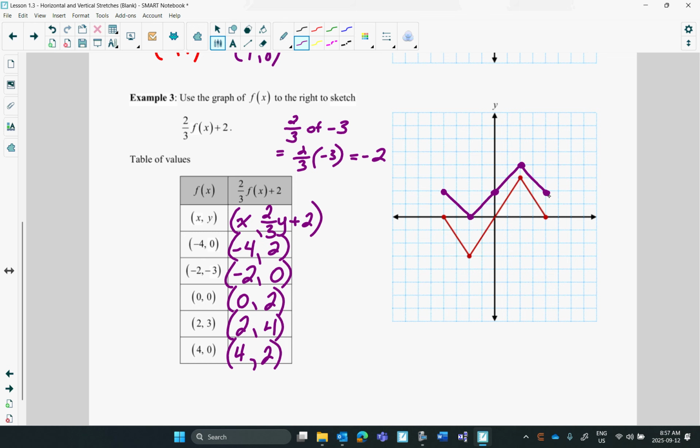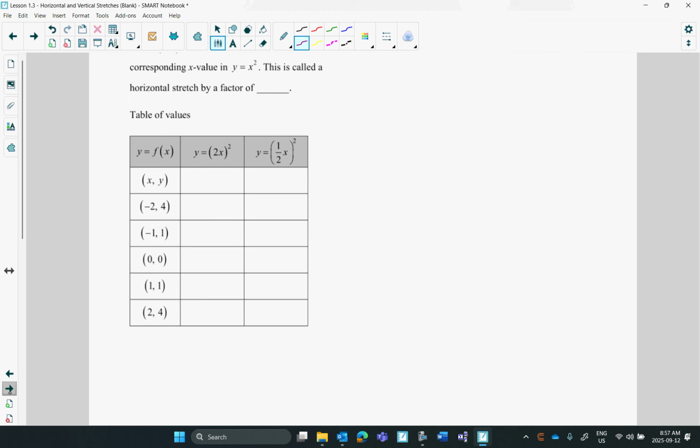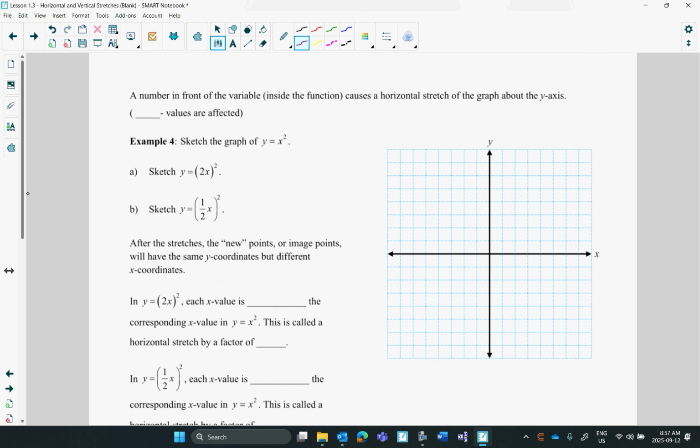Any questions about vertical stretches? Okay. Now let's move on to horizontal stretches. This is something new. So now we're pulling from the y-axis or we're pushing in. Okay. So that means any point on the y-axis in a horizontal stretch stays there. If I pull it this way, or if I pull it this way, or if I push it in.